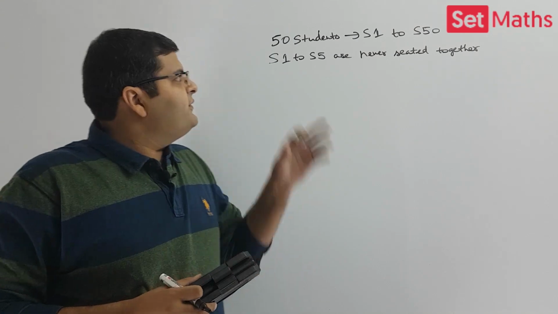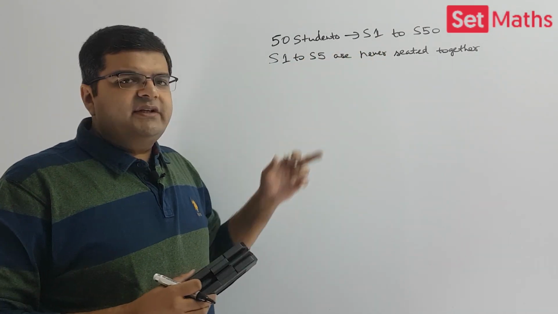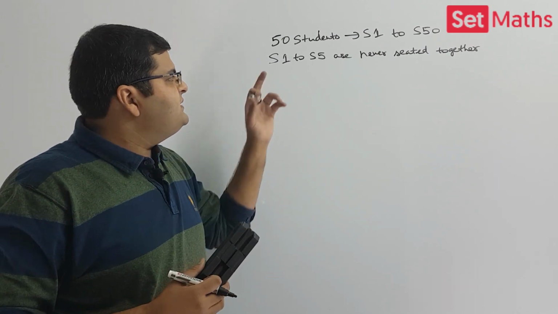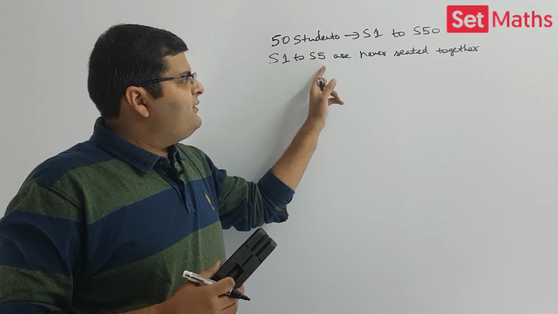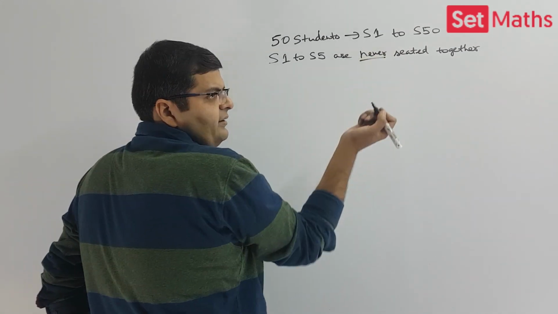Okay, so here there are 50 students, S1 to S50. We have to find the number of ways the 50 students can be seated such that students S1 to S5 are never seated together. Okay, so "never" is the keyword here.